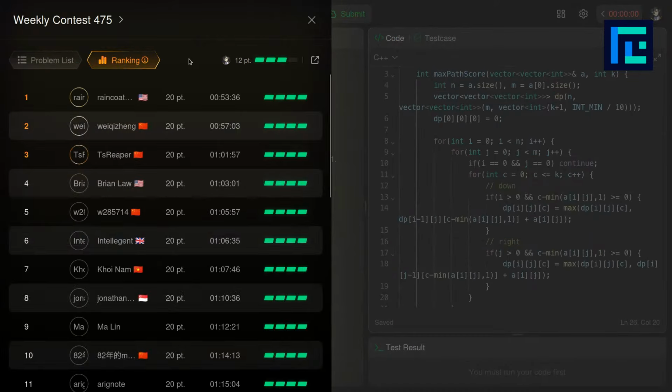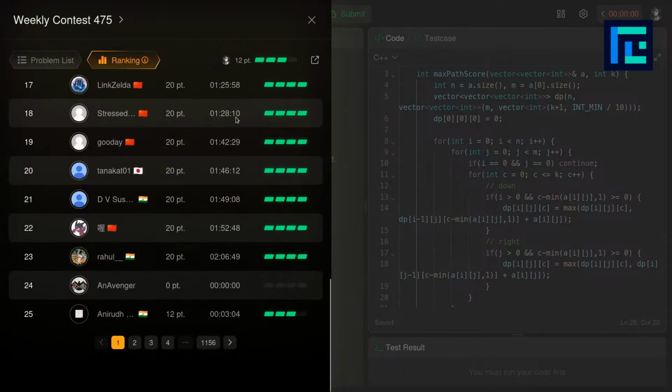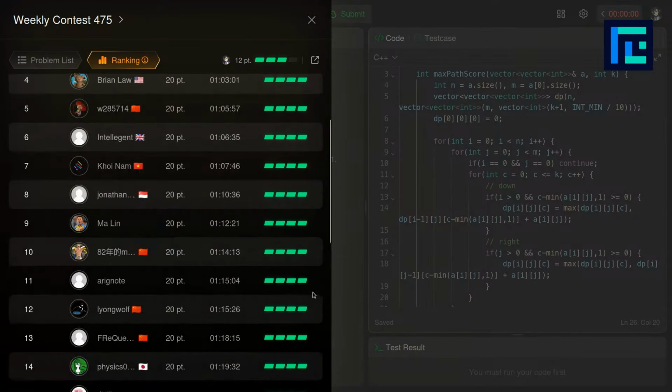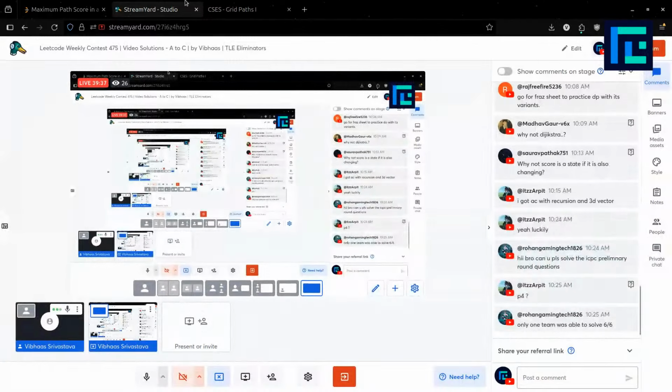right? Even if you see the ranks, there are very few people who got all 4. Like some 23 people got all 4, so it's not a typical Leetcode problem 4. It's pretty hard compared to a typical Leetcode problem 4. So yeah, we won't be discussing problem 4.